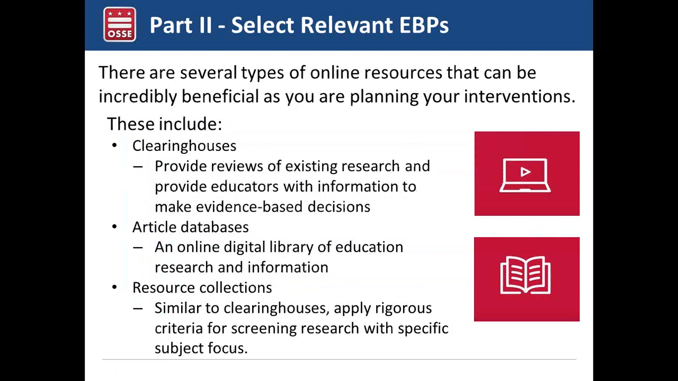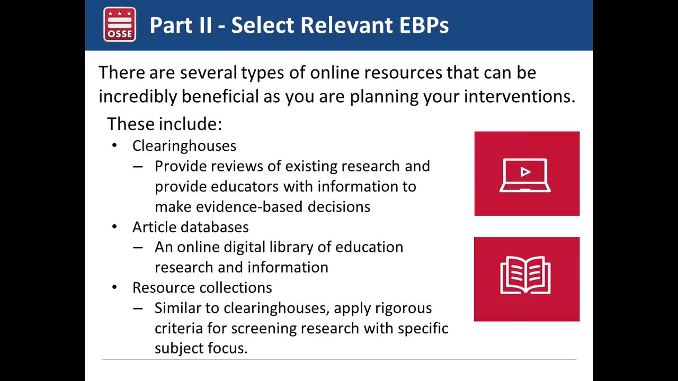When selecting interventions, there are several types of online resources that can be beneficial in helping you to determine which one would be best for the needs of your school. These include clearinghouses, article databases, and resource collections. We will go into more detail in subsequent slides.